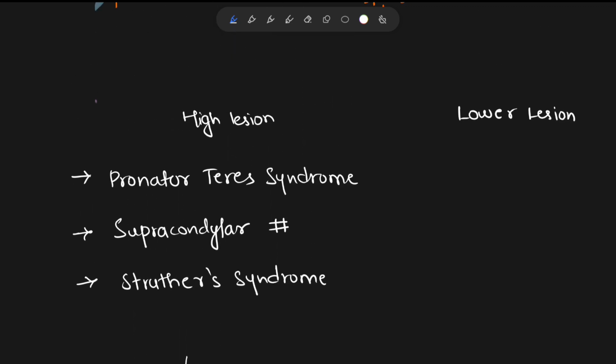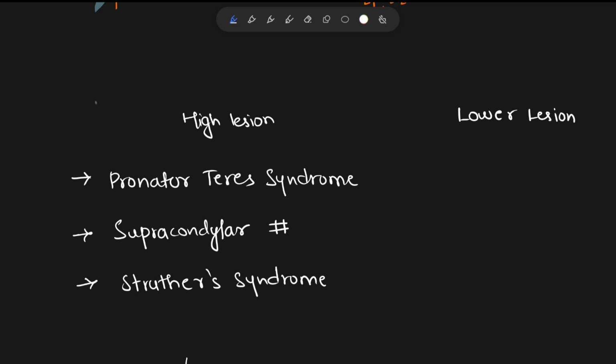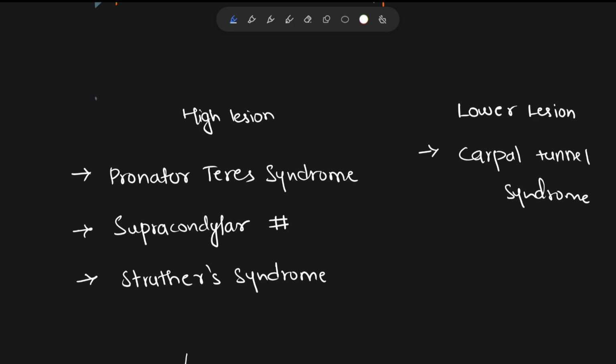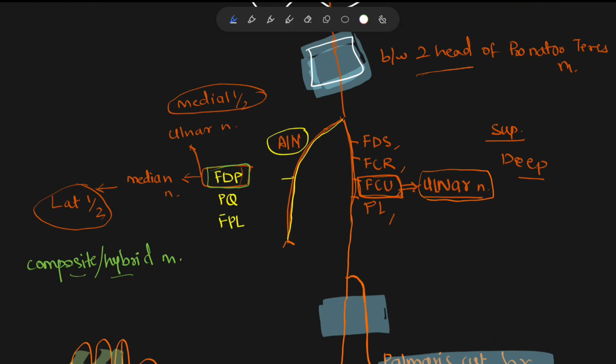Okay, and then in the lower lesions, the most common is carpal tunnel syndrome near the wrist. Okay, so let's see what signs we can see.